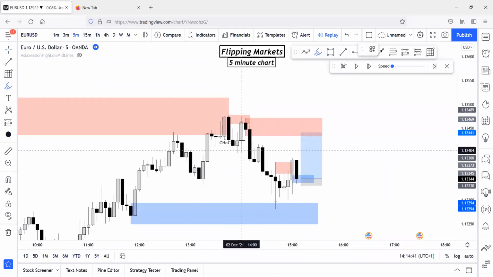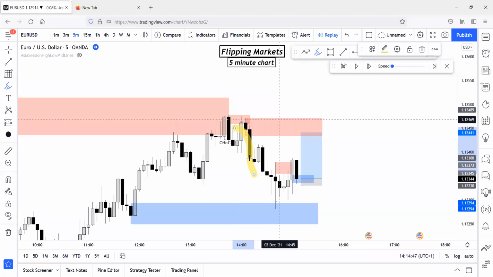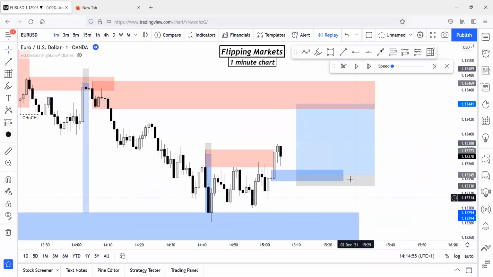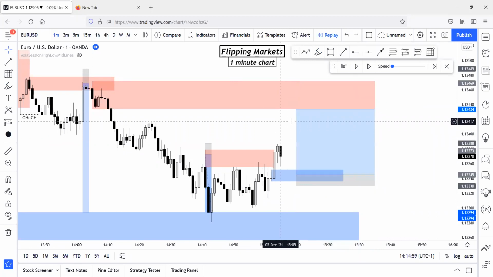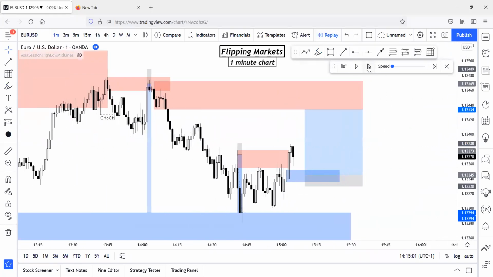As you can see, here came the impulse movement to the market and pushed the price to the downside and changed character here and here. So this will be our overall target. Let's switch back to the 1-minute. So yeah, I just target this zone. Let's see what happens next.